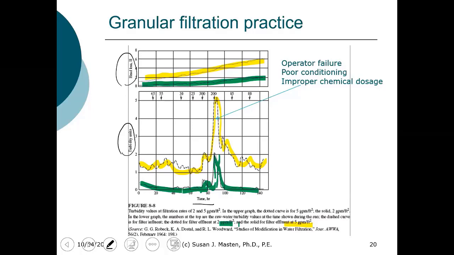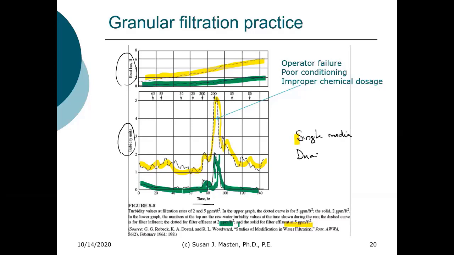Now, this is for a sand filter. As I mentioned, we have single media, and then dual media are the most common types. One of the reasons we use dual media is it's much less susceptible to upsets. It's much more likely that you're going to have this type of a condition in a single media filter.